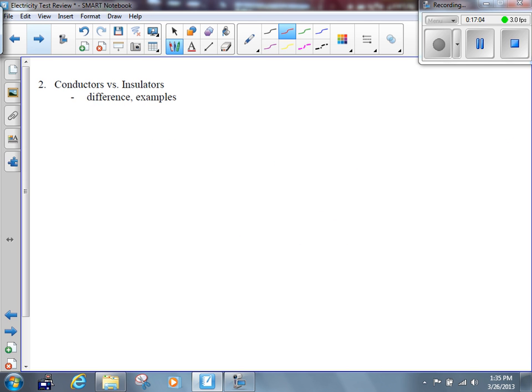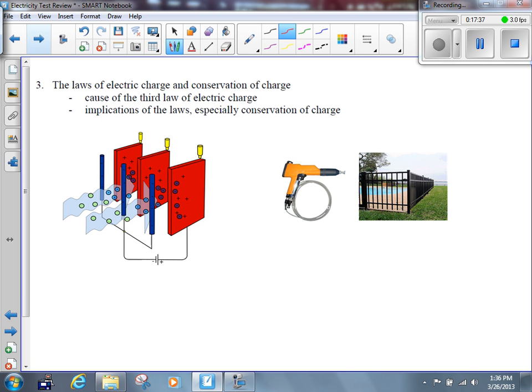Second bullet, there's not a whole lot with this, conductors and insulators. We just have to remember what the difference is between the two, and we have to remember some examples. You don't need to tell me whether gold is a better conductor than copper, or copper is better than gold. Just remember that generally metals are good conductors. You don't need to remember whether glass is a better insulator than wood, or wood is a better insulator than glass. You just need to remember that non-metals are usually insulators. Things like generalities like that for bullet number 2 there.